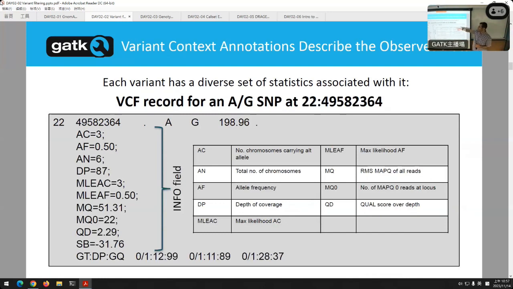So this is now chromosome 22, position 49,582,364 in the genome. The A means the reference base at that position in the genome is an A, and the variant allele is a G. The next number, 198.96, is the quality score. That's the confidence that the site is a variant site. Now, not necessarily that the sample in there is variant, but the site is variant.